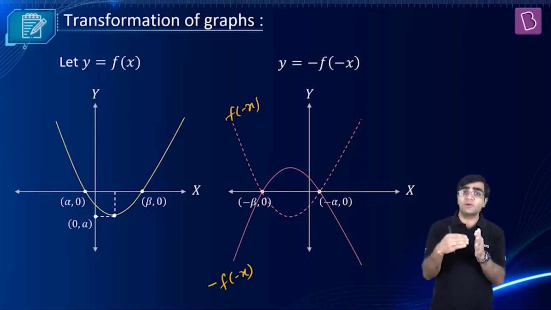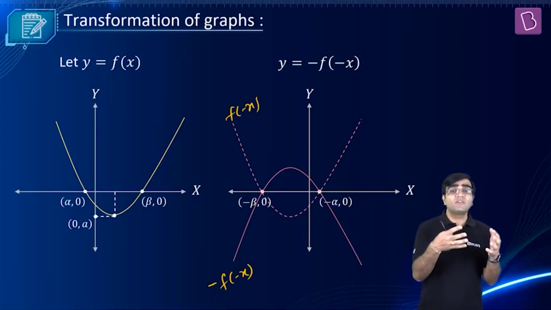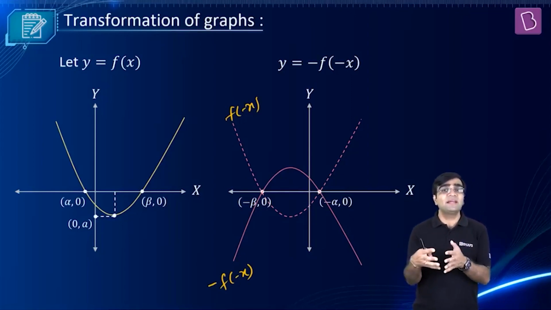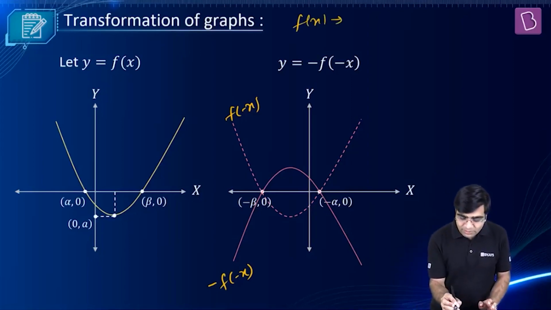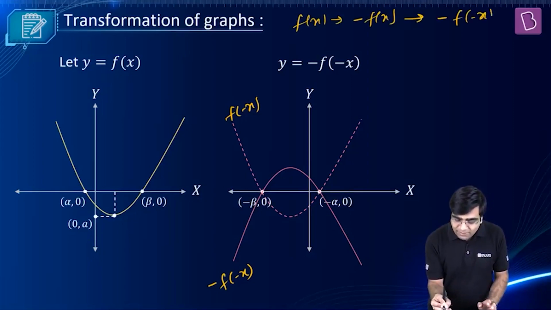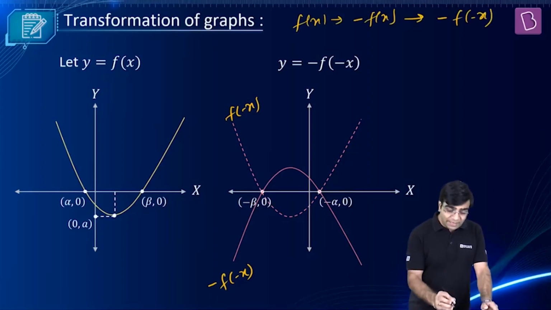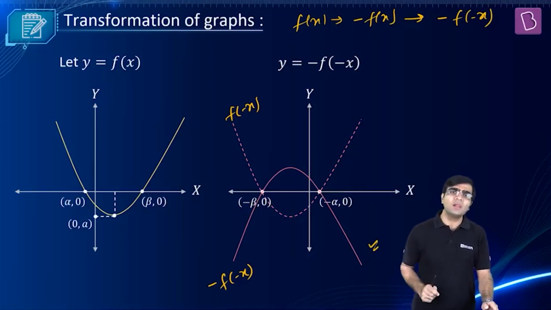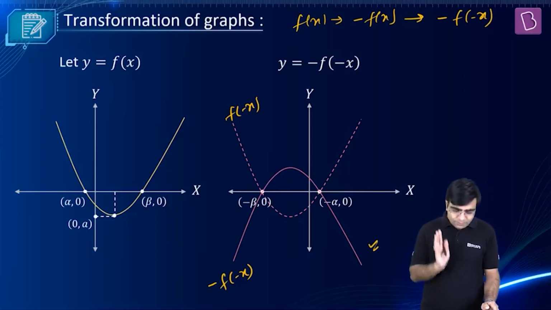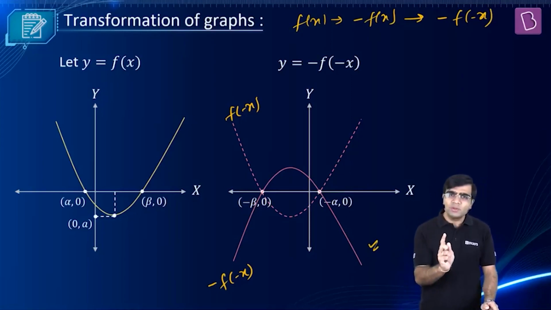Even if you follow the process in this way, that initially you go from f of x to minus fx, and then from minus fx to minus of f of -x, it doesn't matter. I'm saying, if from fx you initially move to minus fx, and from there you move to minus f of -x, even then the final graph will still remain the same. It will definitely not change. You don't have to worry about it at all. Okay, all right, let me quickly show you how it looks.